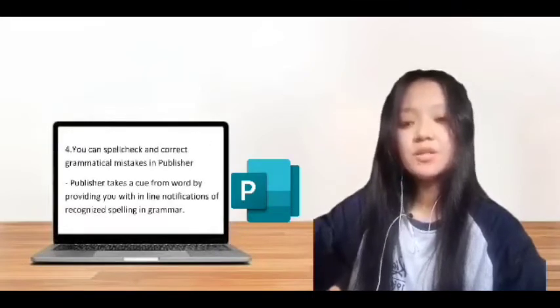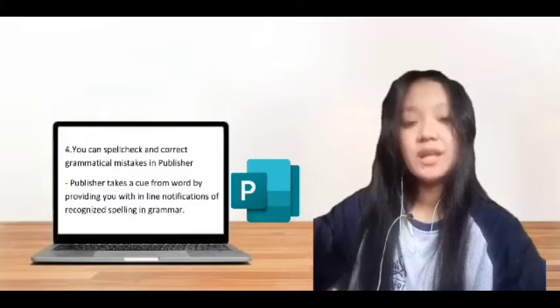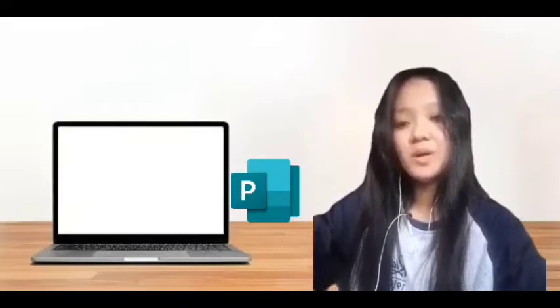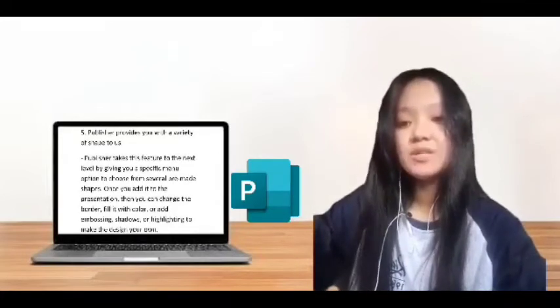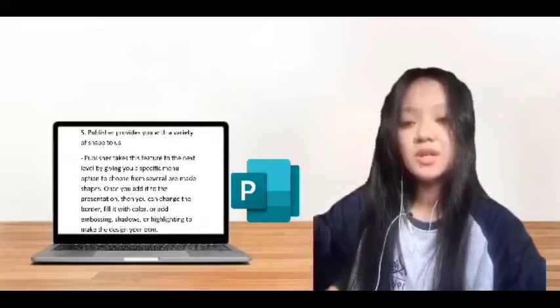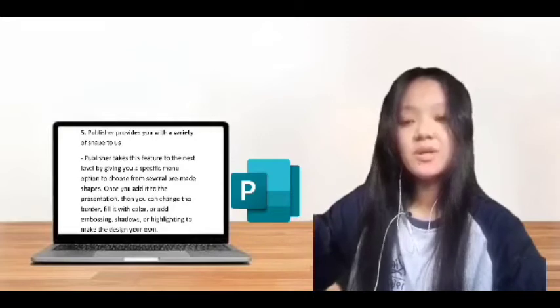Number 4, you can spell check and correct grammatical mistakes in Publisher. Publisher takes a cue from Word by providing you with inline notifications of recognized spelling and grammar. The last one, number 5, Publisher provides you with a variety of shapes to use. Publisher takes this feature to the next level by giving you a specific menu option to choose from several pre-made shapes. Once you add it to the presentation, then you can change the border, fill it with color, or add embossing, shadows, or highlighting to make the design your own.